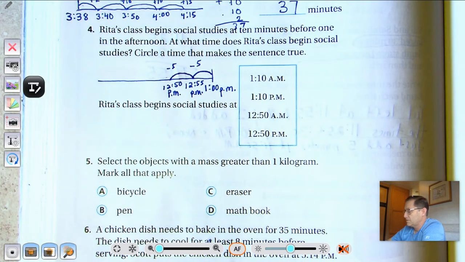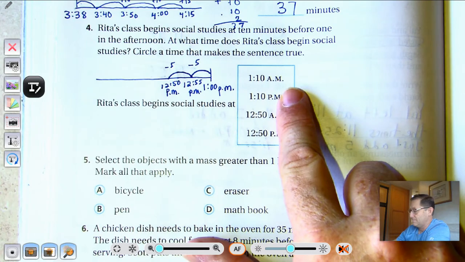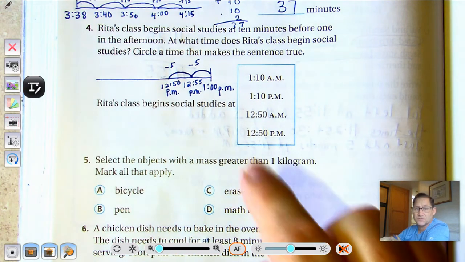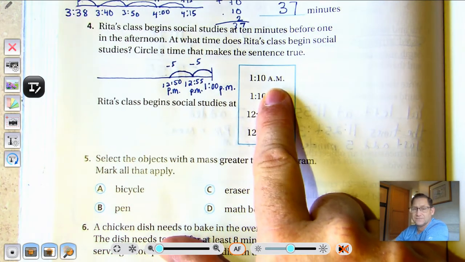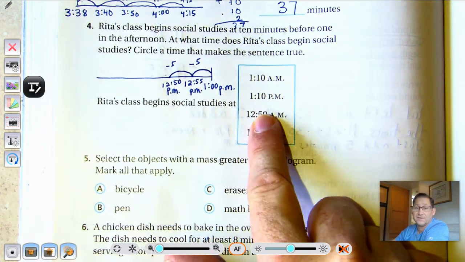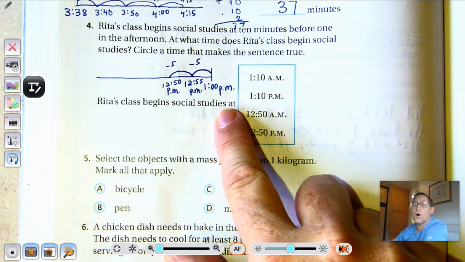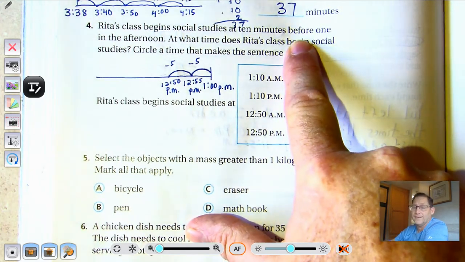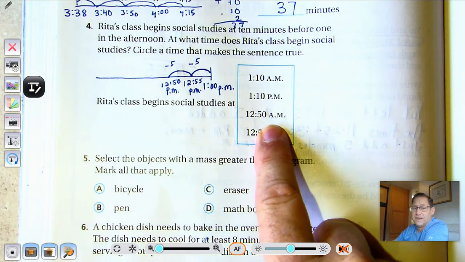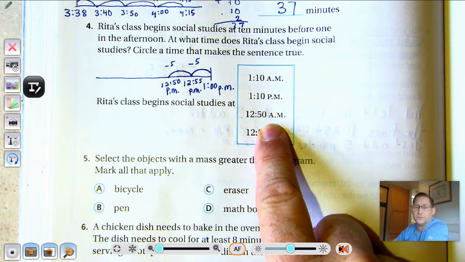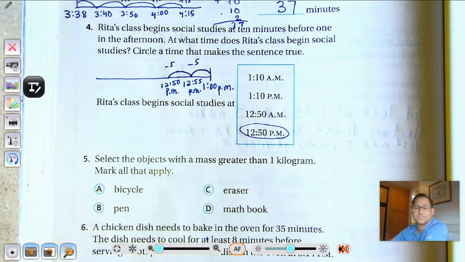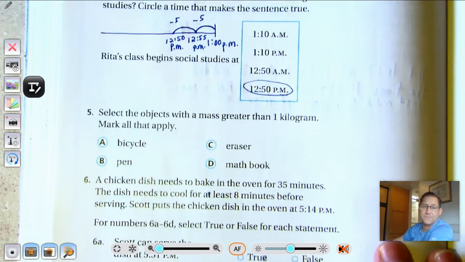Okay, so it's not 1:10 a.m. That would actually be adding time to 1 o'clock, but it also says in the afternoon. This is after midnight, so no. 1:10 p.m.? No, that's going the wrong direction because it says before 1. Before 1. 12:50 a.m.? Well, again, that's after midnight. So no. So it's got to be 12:50 p.m. So be careful with AM, PM.